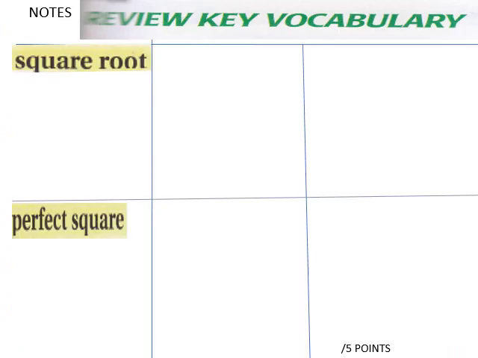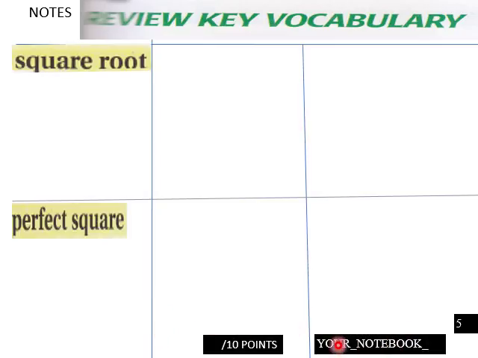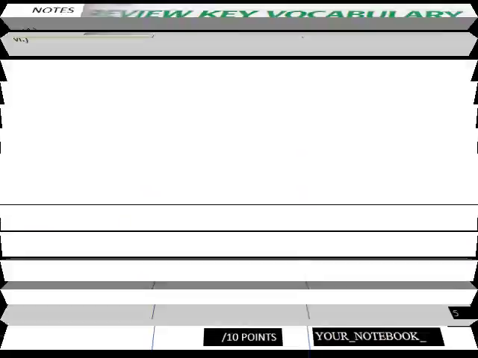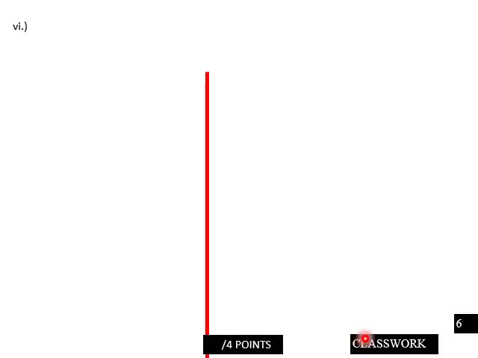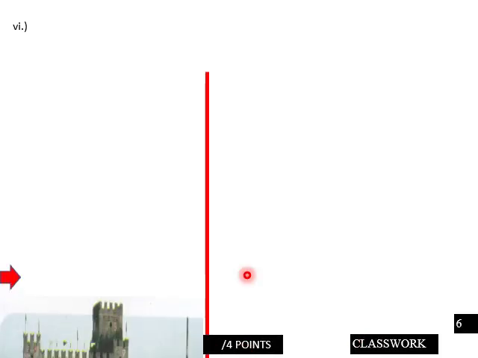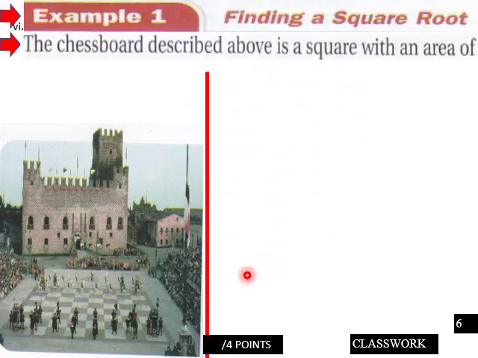Excuse me. Then we get into a vocabulary here. Perfect square and square root. This goes into the student's notebook on their vocabulary keeping. Class worksheet, page 6. Finding a square root.